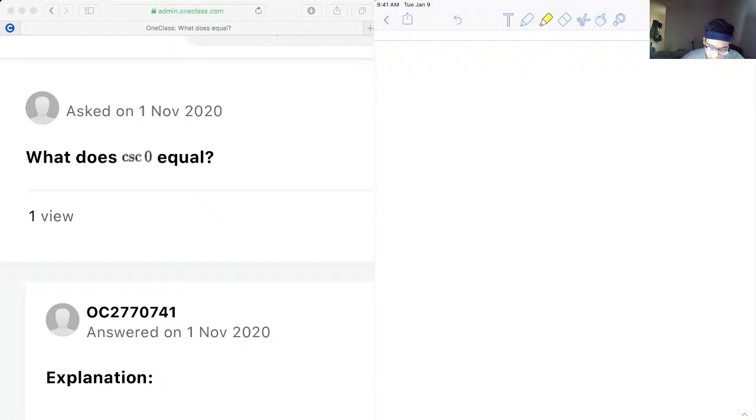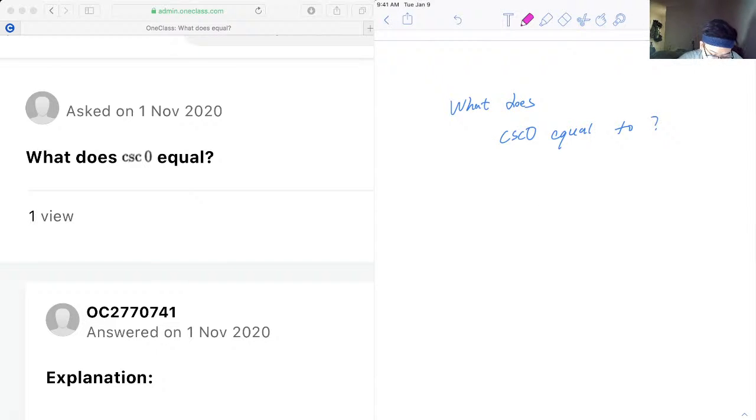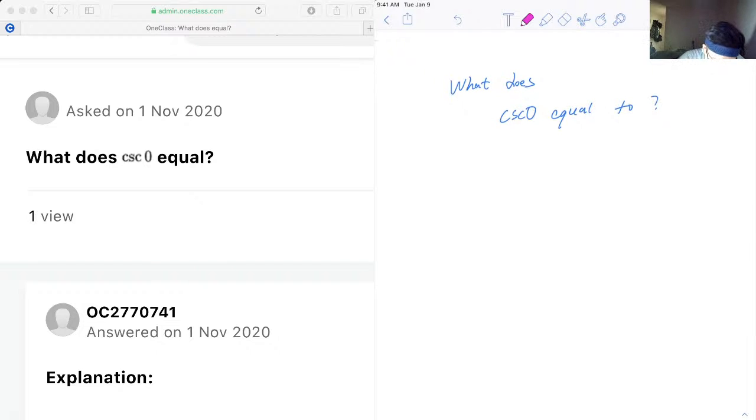Okay. So next question is asking, what does cosecant 0 equal to? Okay, so before finding the value for cosecant 0, first we need to know that according to identity, cosecant theta is equal to 1 over sine theta.